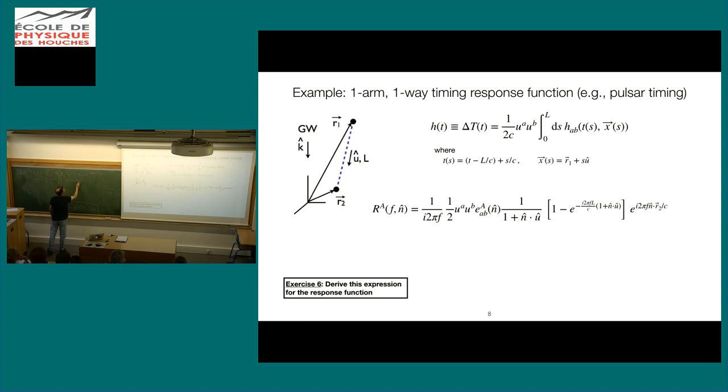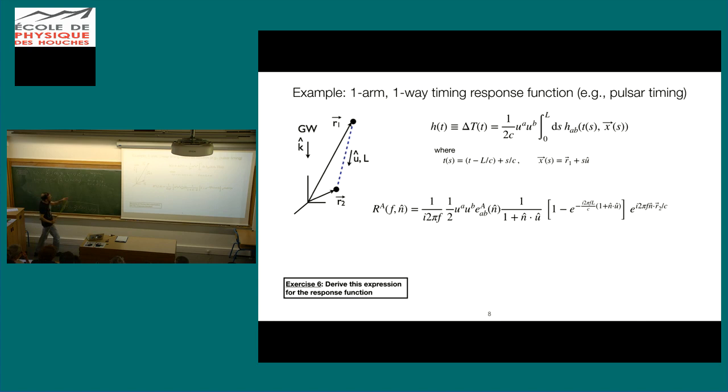Okay? So what we have to do is take this expression here and substitute it in here, where for t, I replace t by t(s), which is going to be t minus L over c plus s over c. Okay? So you note here that when s is 0, we have a time corresponding to t minus L over c. So t is the time at which the detection is made over here. t minus L over c is when the photon left, say, the pulsar here at r1. Okay? And then we have x(s) equal to r1 plus s u hat. Okay?